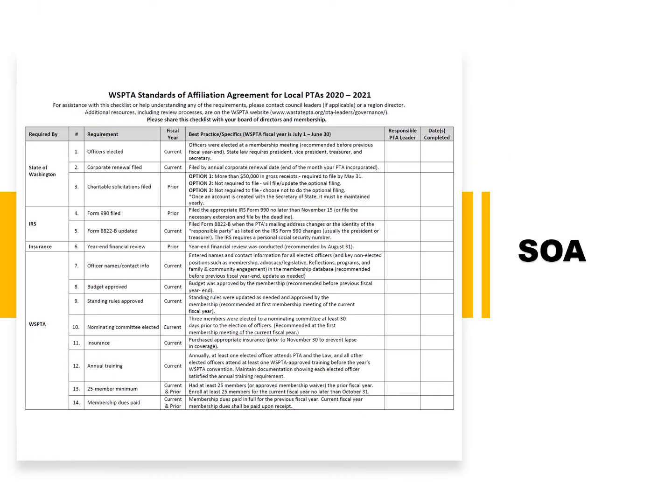This is what the SOA checklist looks like. We'll go through the various requirements on the next few slides. New this year, there's a separate SOA checklist for local PTAs and councils. Both versions will be included in the SOA document that's posted to the website. We've broken out the requirements into sections for the State of Washington, IRS, Insurance, and Washington State PTA. There's a column where you can assign the responsible PTA leaders and a column for you to track when each requirement is met.